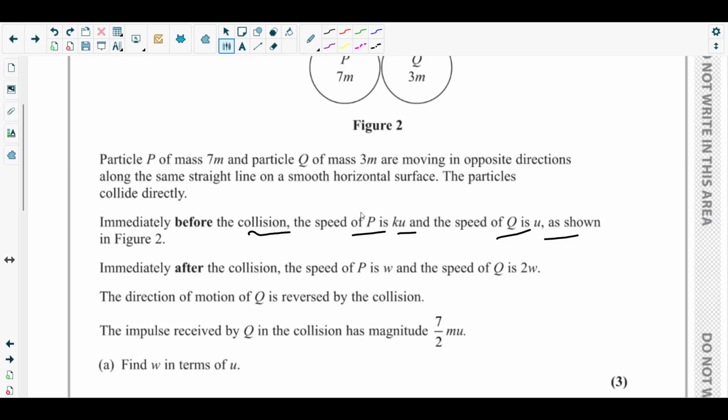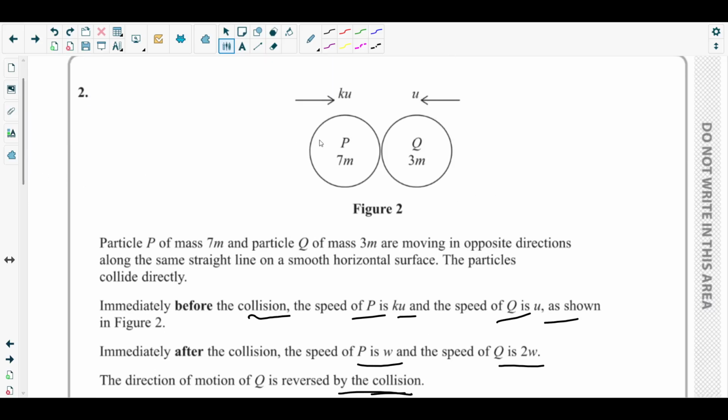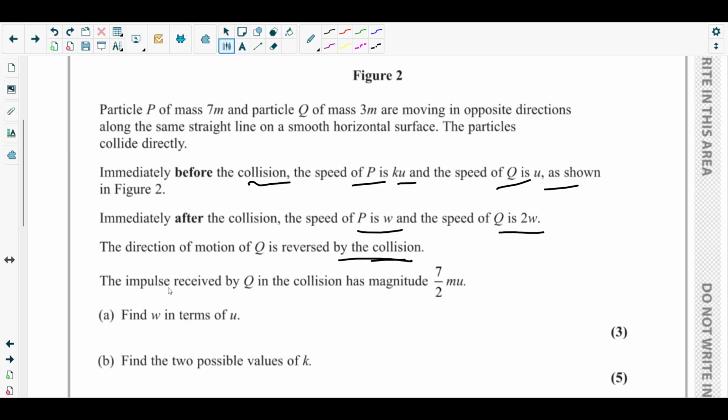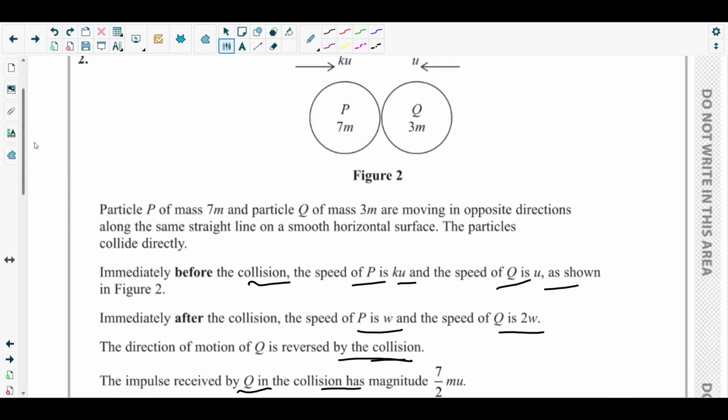Immediately after the collision, the speed of P is w and the speed of Q is twice w. The direction of motion of Q is reversed by the collision. That means before collision, particle Q was moving to the left, so after collision, particle Q will move to the right. Then the question says the impulse received by Q in the collision has magnitude 7/2 mu.